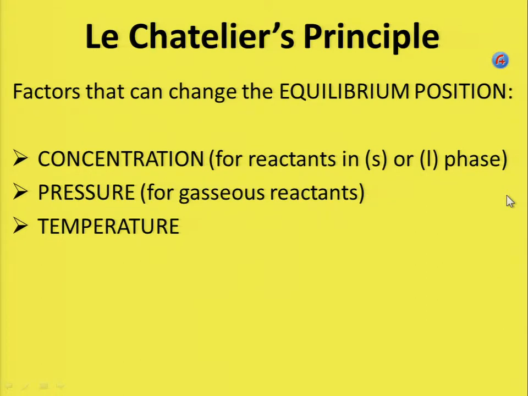Factors that can change the equilibrium position are concentration for reactants in solid or liquid phase, pressure for gaseous reactants, and temperature. This is very important for you to know. Factors that can change the equilibrium position are concentration, pressure, and temperature.